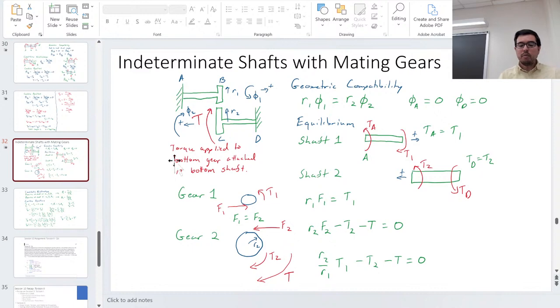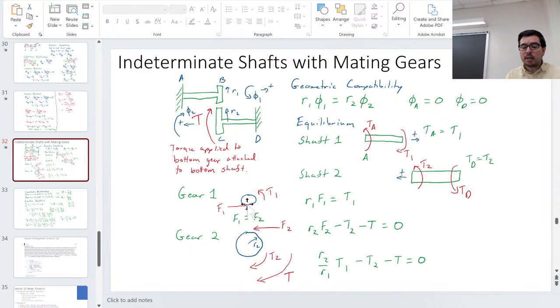So when you have gears that are mating with each other, it's very important to realize that their geometric compatibility is based on the distance that these things would roll if they were just put on a table. So we have R1 theta 1 and R2 theta 2. Even though they're rotating, their linear displacements are what are equal to each other. So that's the first thing.